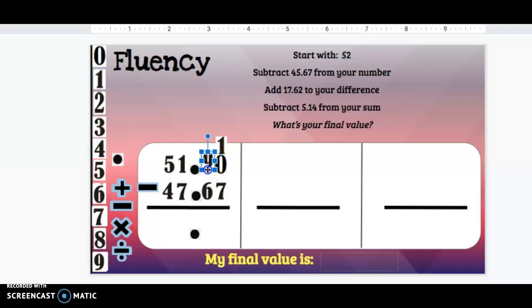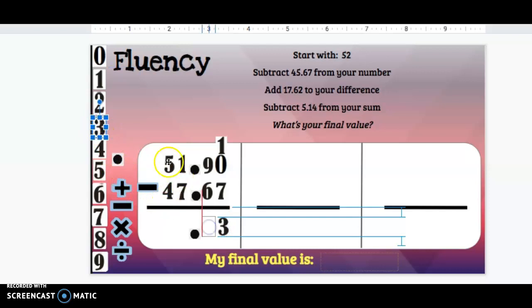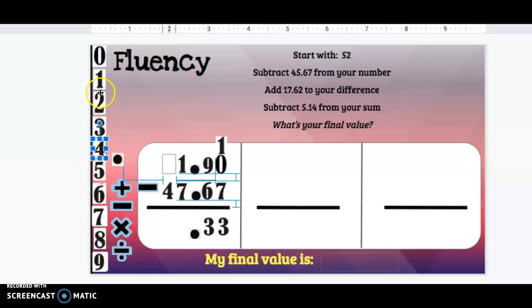Now we can subtract. So we have 10 minus 7 is 3. 9 minus 6 is 3. 1 minus 7, I can't take 7 from 1, so that 5 has to become a 4. And the 1 now becomes an 11. And then I have 11 minus 7, which is 4.